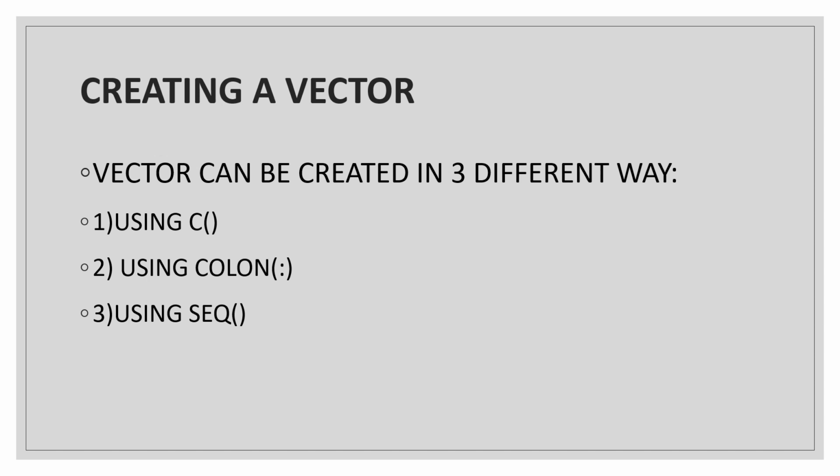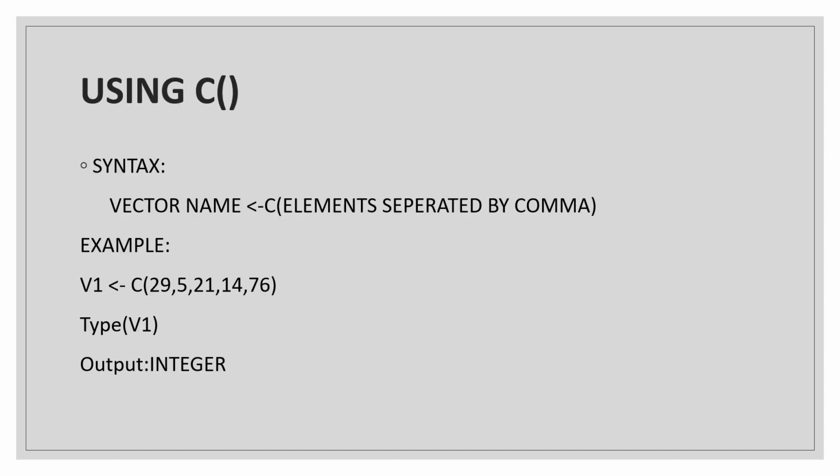So next, let us see how to create a vector. Vector can be created in three different ways. First one is using c method, and the other one is using colon method, and lastly using seq method. So let us create a vector using c method. The basic syntax is vector name equals to c method. The elements are placed in the method which are separated by comma. For example, v1 is the name of the vector here, which is followed by c of elements. The elements here are 29, 5, 21, 14 and 76. So to find out the type of the v1, we give typeof(v1) as an input and we get integer as an output because v1 contains integers.